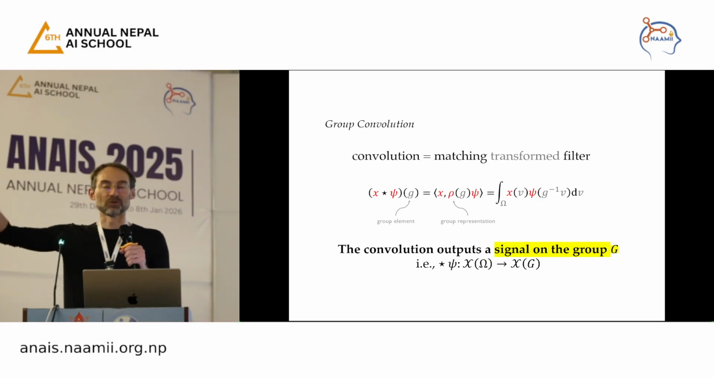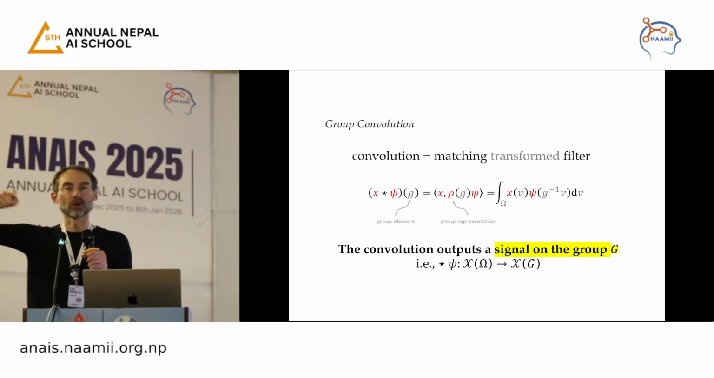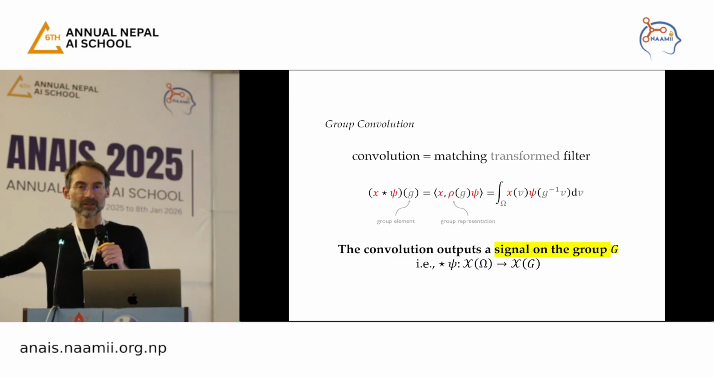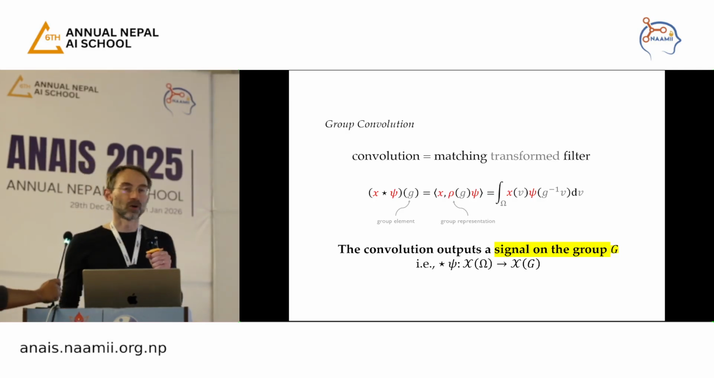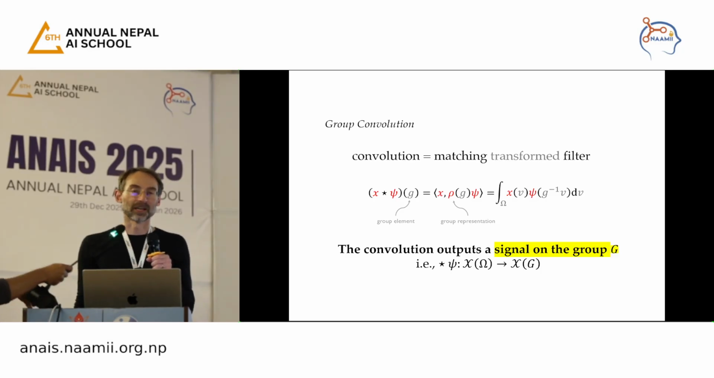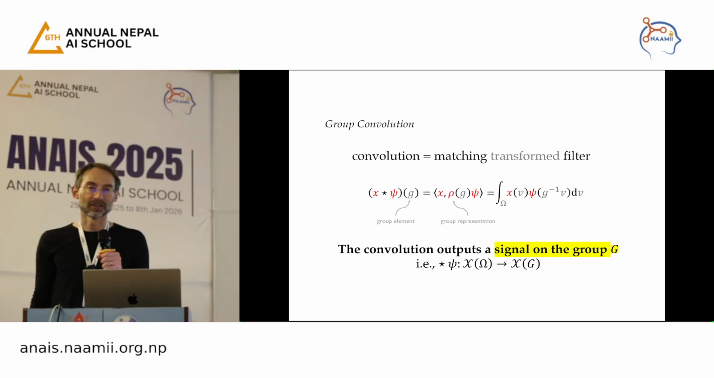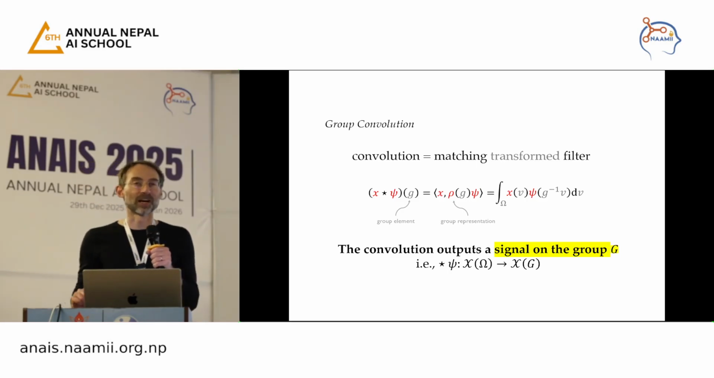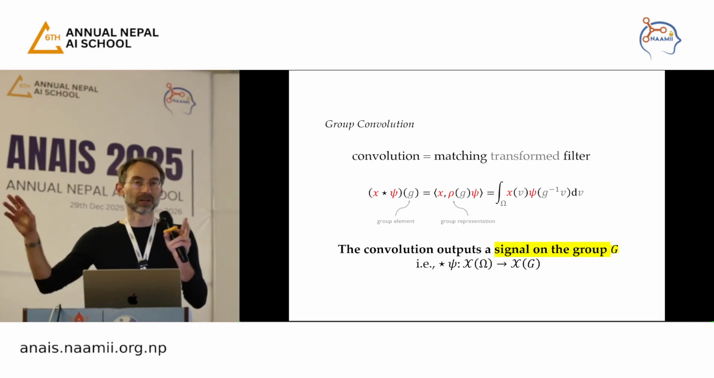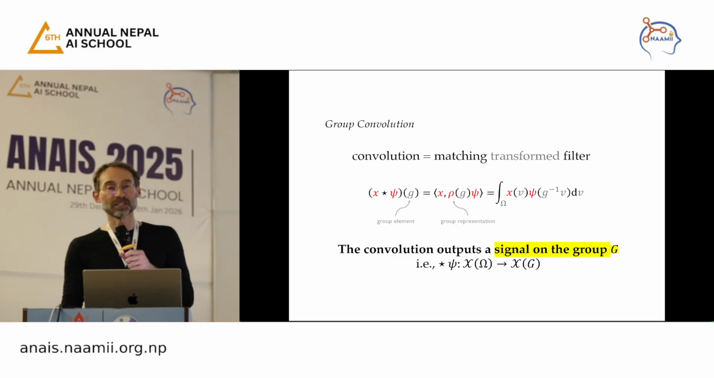So the next layer of convolution will need to go from the group to the group again, so you will need to write this integral on SO(3), on the group of rotations. Again, there are right ways of doing it, and there is also a Fourier transform for these kinds of things. I just didn't want to go into these details.